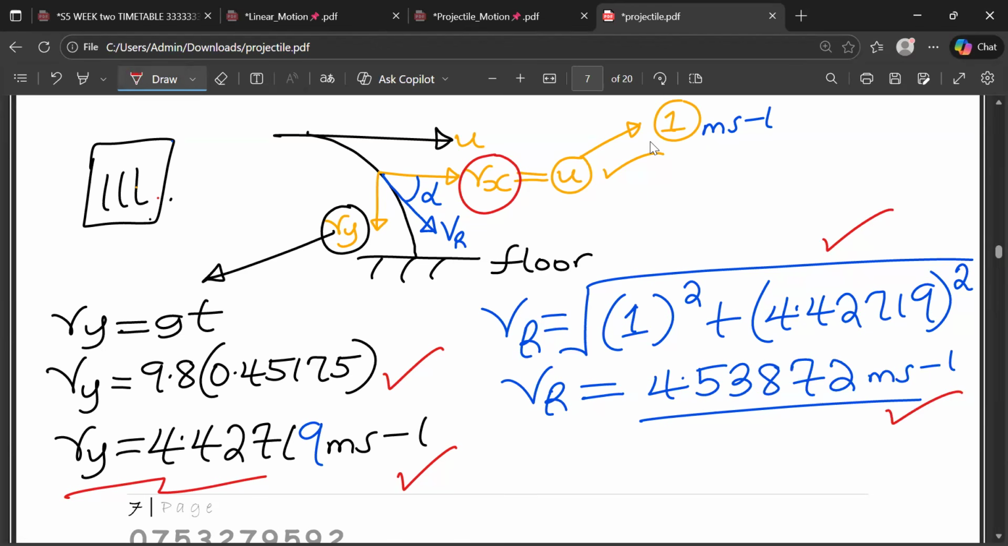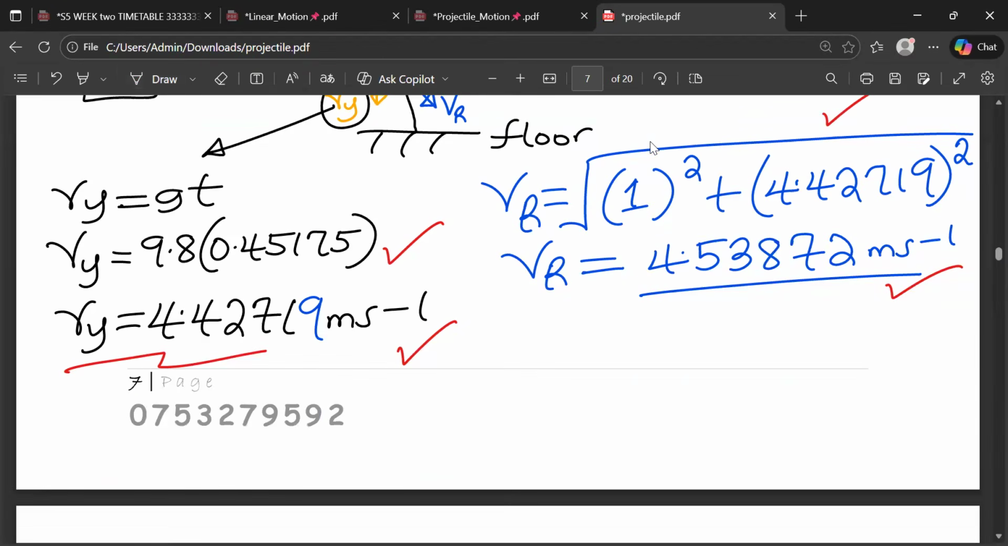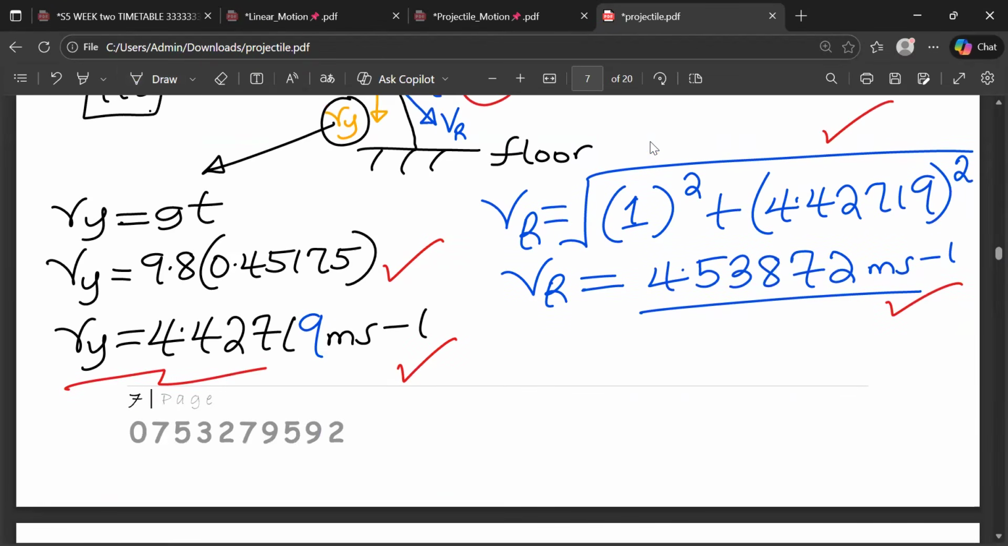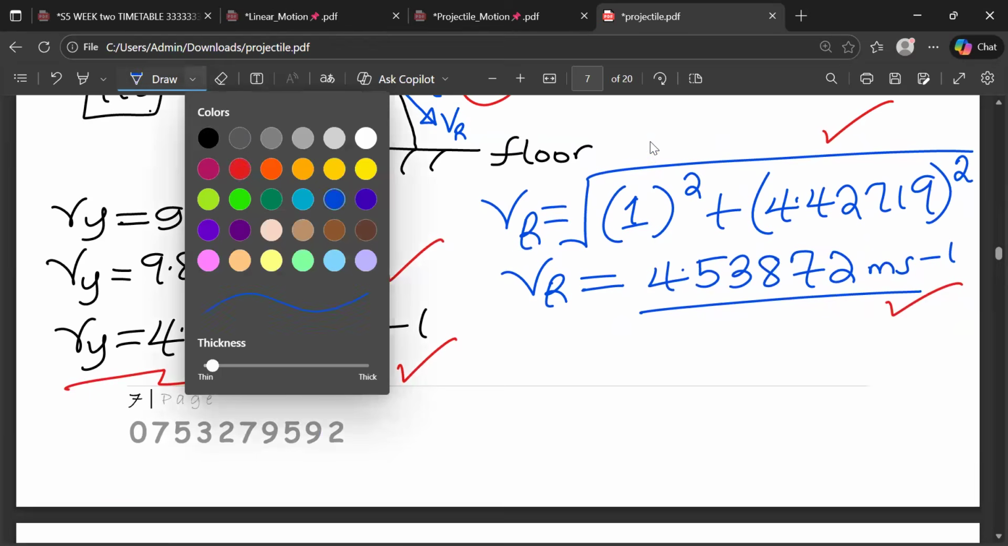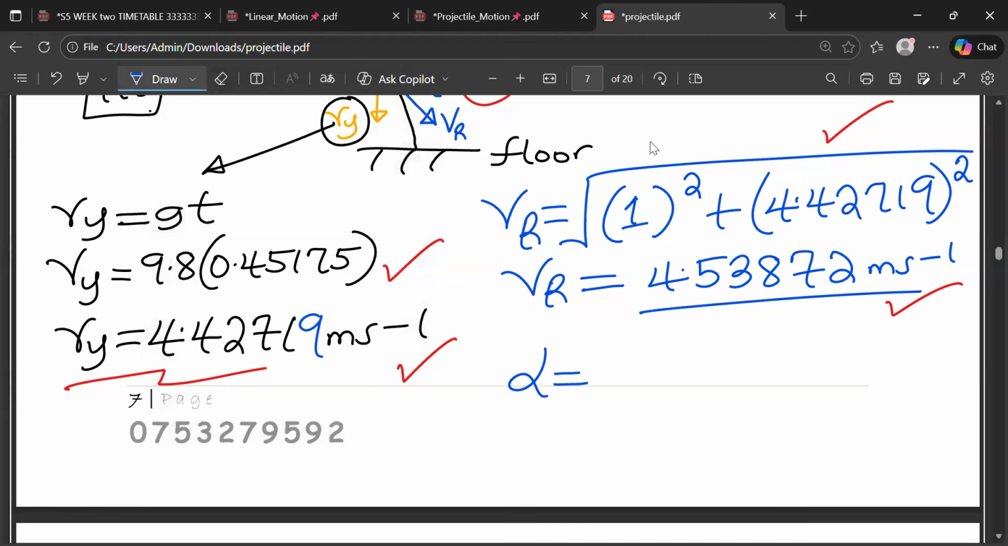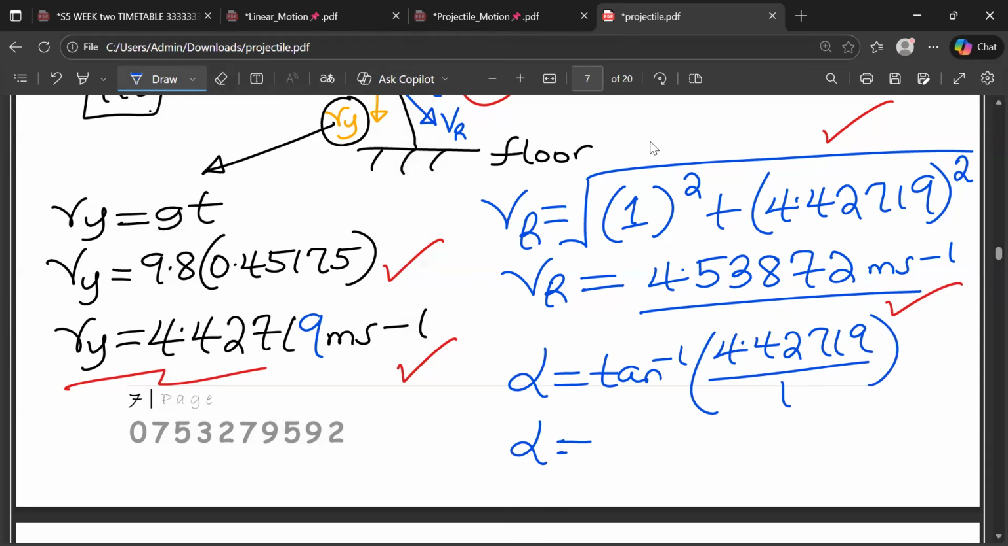Like that. But remember, that is now the magnitude. We need the direction. You get? So the direction, you just come and say, my direction is tan inverse of Vy, which is this 4.42719 over Vx, which is 1. Then you just press your answer in the calculator at once.